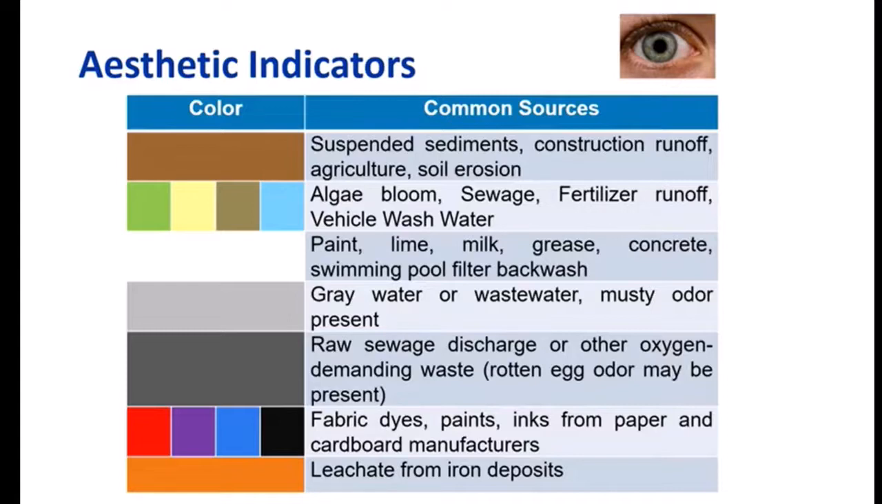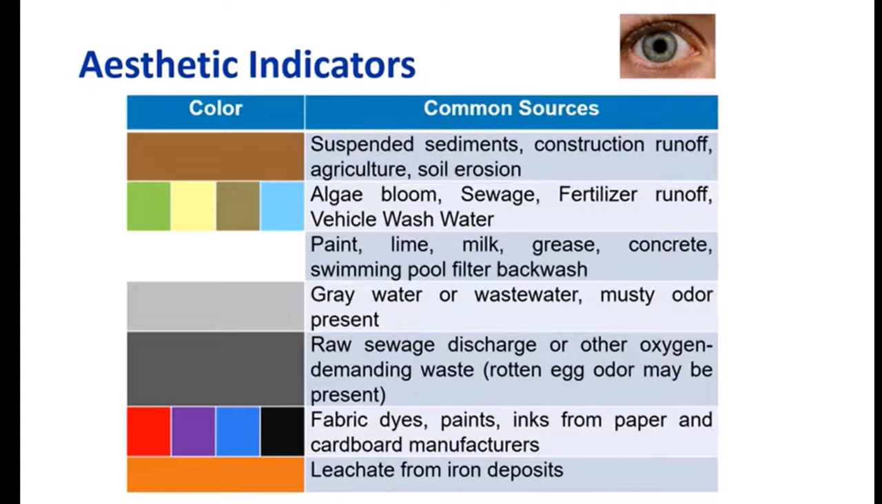A white color may indicate paint or lime, milk, grease, concrete, or swimming pool filter backwash. A gray color can indicate domestic or commercial wastewater, like laundry water or bathtubs or bathroom sinks. You can think of gray water as relatively easy to reuse or recycle. A black or dark gray color would indicate a raw sewage discharge or other oxygen-demanding wastes, and the rotten egg odor may be present with this as well.